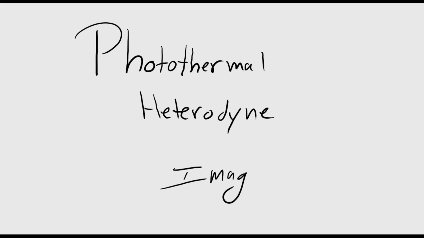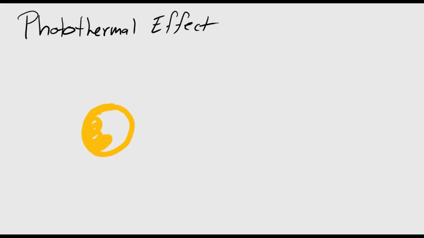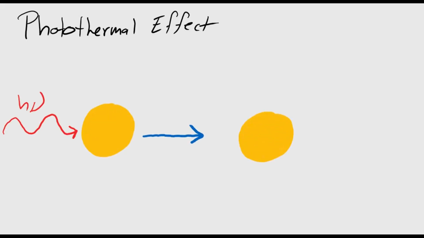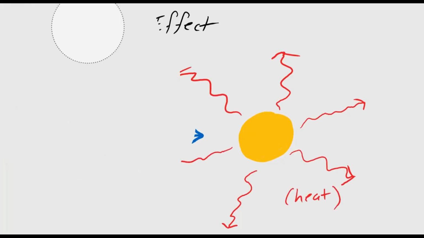Hello, today I will be talking to you about the basics of photothermal heterodyne imaging. We'll go over some basic terminology first. The photothermal effect is a phenomenon that occurs when electromagnetic radiation, such as light, interacts with a material and produces thermal energy or heat. Pretty simple.